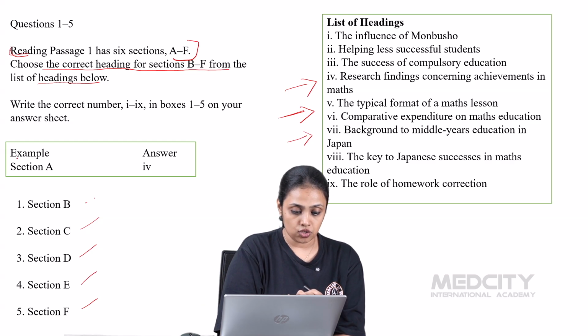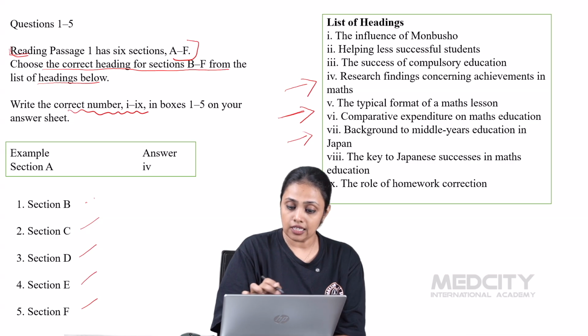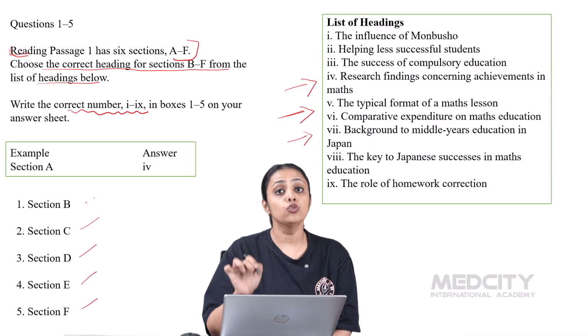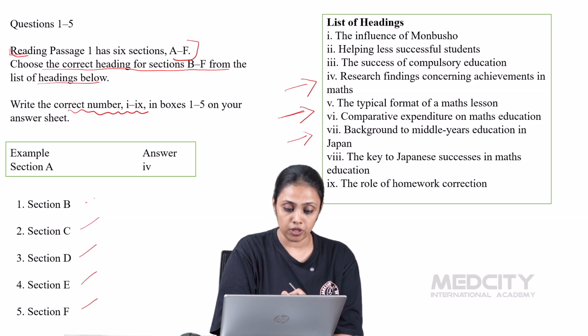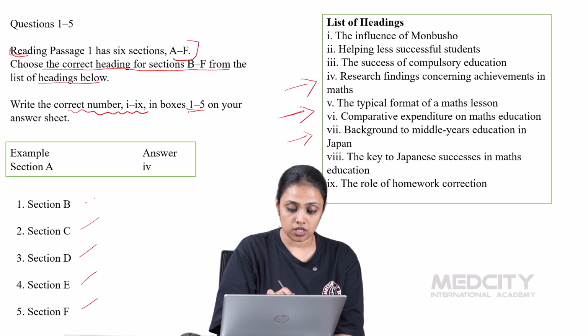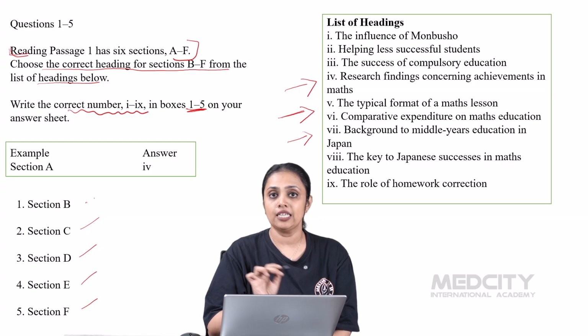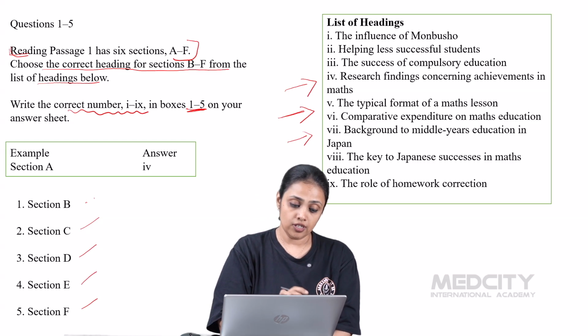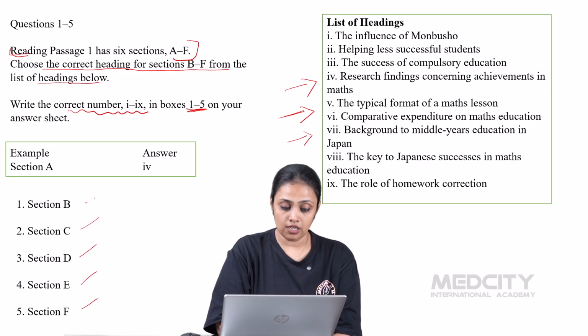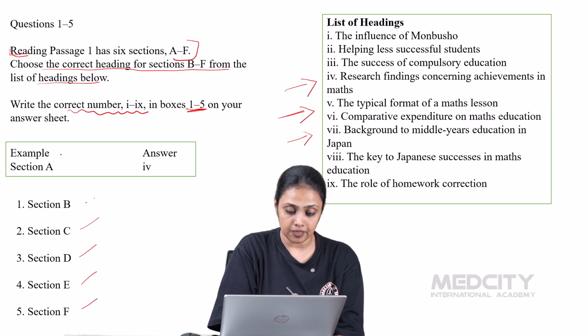And then you can see the instruction, write the correct number 1 to 9. Now here, for the list of headings, the numbering is done in Roman numerals. It will always be done in Roman numerals. So 1 to 9 headings are given inside the box. And then for the questions 1 to 5, you have to give the corresponding heading number which you find as the appropriate match. For instance, if you find for section B, no, they have given an example here.